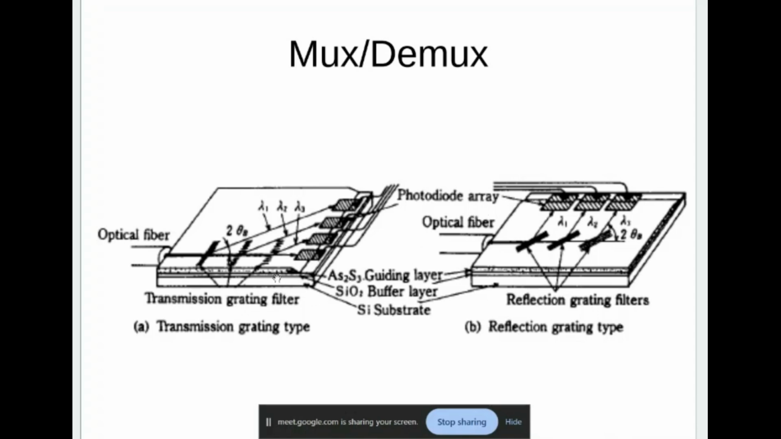Instead of transmission mode, you can use reflection mode of these gratings also, and then you can tap all the signals that are coming. You can also do the reciprocal operation. The signals are coming from different ports, you can combine into one single port.